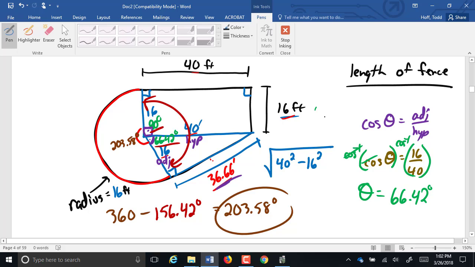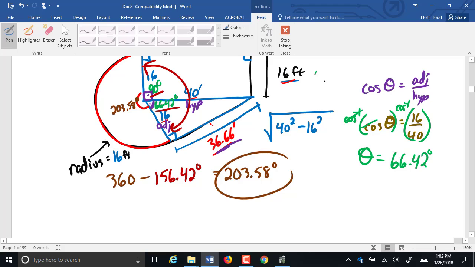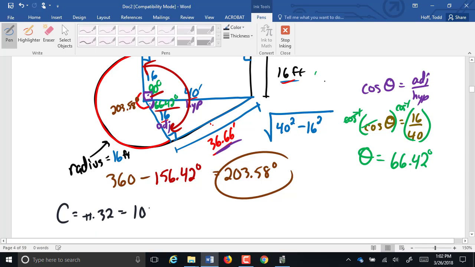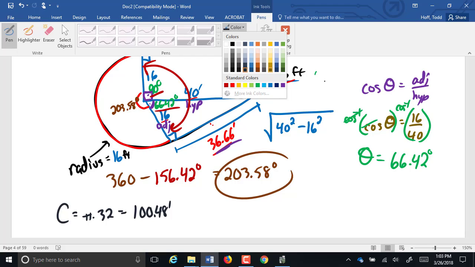Well, there you go. We have to find the circumference. The circumference is going to be pi times 32. Where did 32 come from? Diameter. Double the radius. So 100.48 feet. What am I going to do with that?